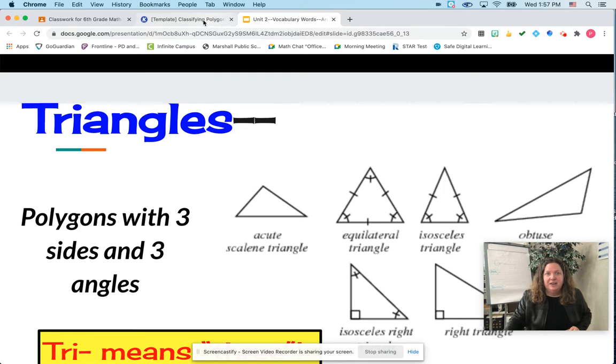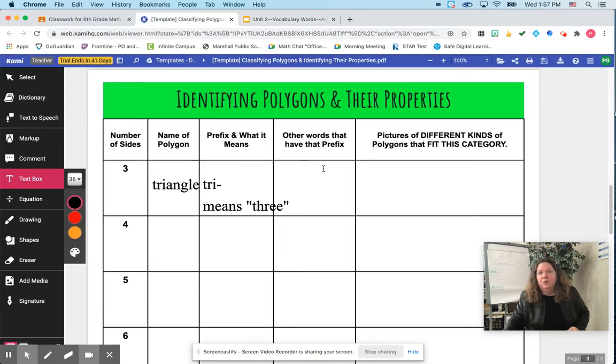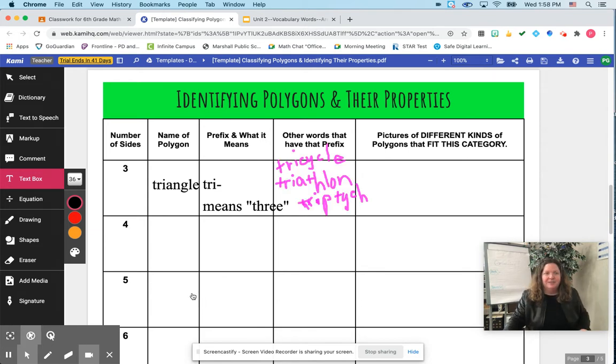All right, now let's go back to other words that have that prefix. What other words have the prefix tri? Pause and see what you can come up with. Write yours in while I'm paused and then come back to me. All right, here are some I thought of. Tricycle.